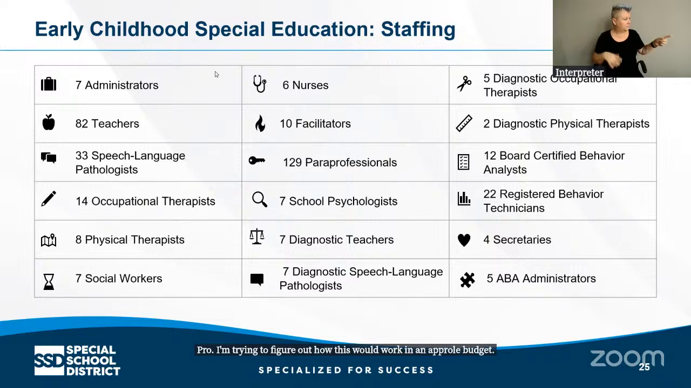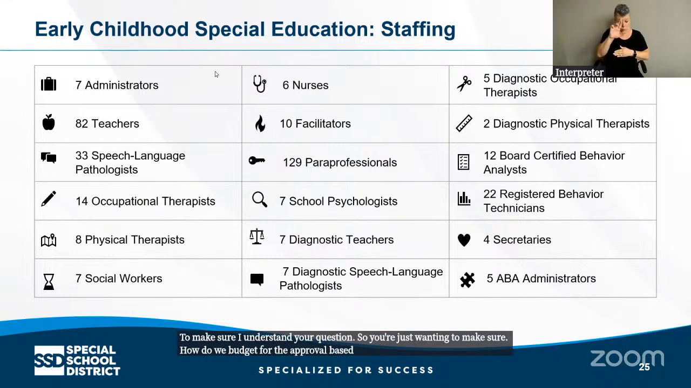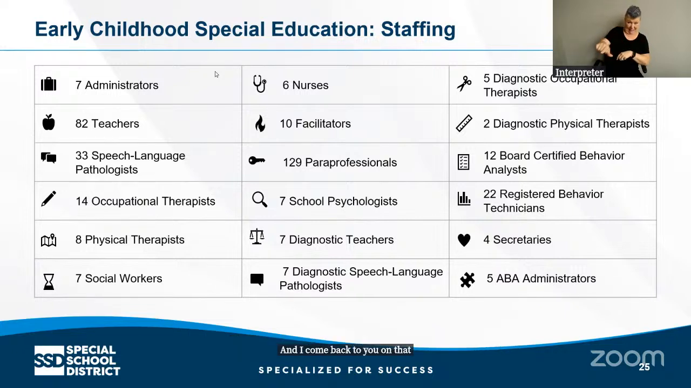Trying to make sure I understand your question. So you're just wanting to make sure, how do we budget for the accrual-based revenue? Yeah. Can I come back to you on that? No, I'm not trying to be smart. I'm trying to wrap my head around it. I'm trying to figure out how to make it work.